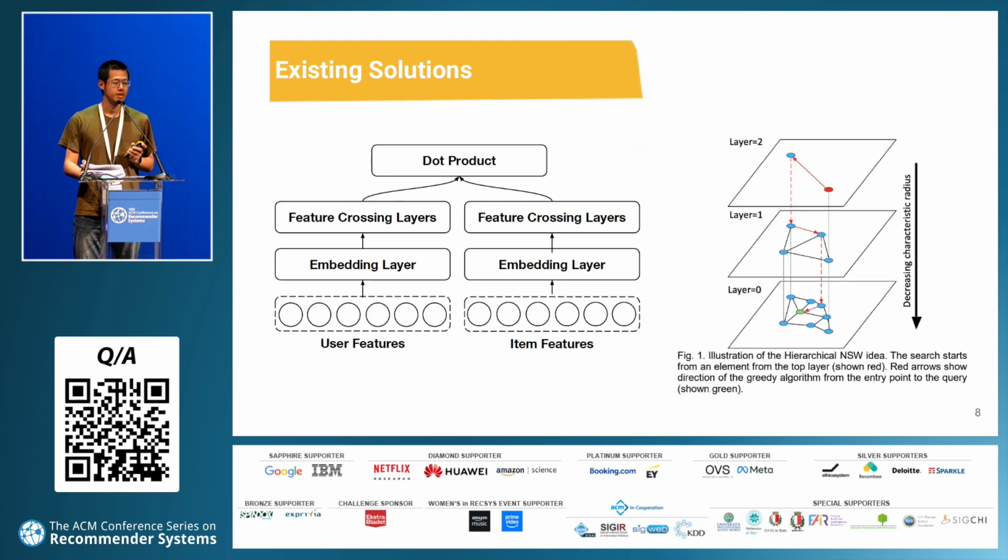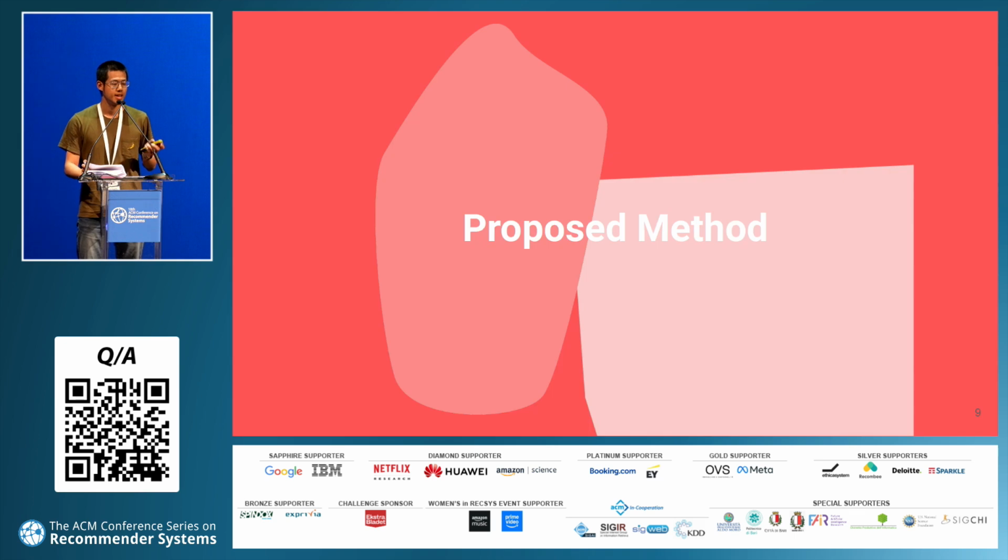This is an illustration of the very widely used two-tower models on the left, and how we do approximate nearest neighbor search, such as HNSW, in production.